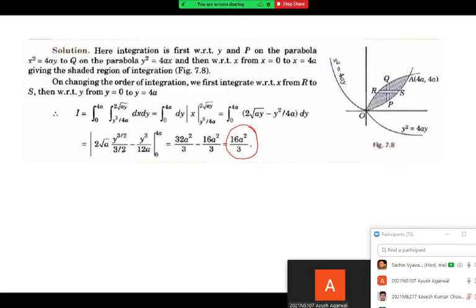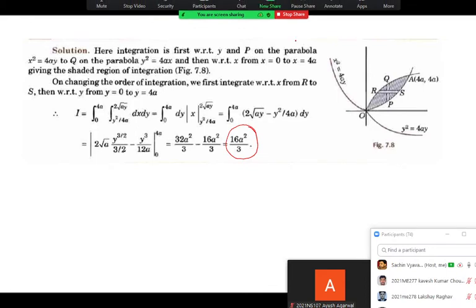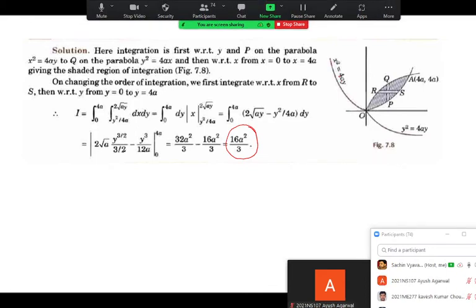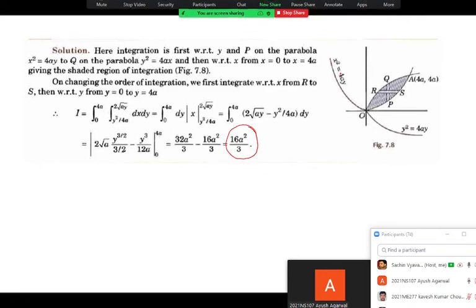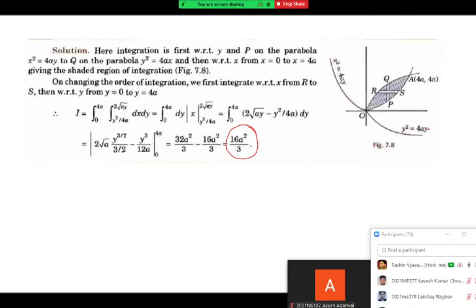Are you complete? Sir, in this diagram, y square equals 4ax, it's written 4ay. Figure 7.8, this diagram. This one. Yes. So it is written correct: x square equal to 4a, y square equals 4ax. By mistake they wrote it. So there are some typing mistakes in the textbook, so you should have your own judgment about what should be there. It should be y square equal to 4x, so this should be x.